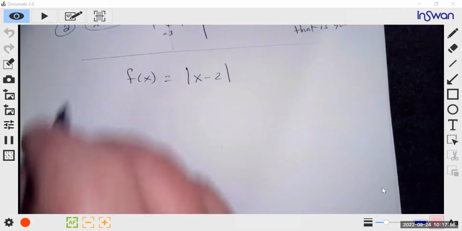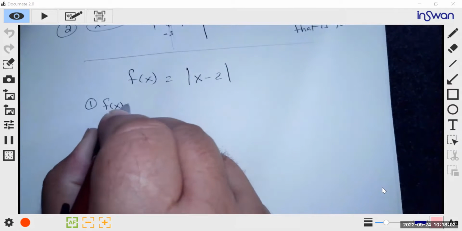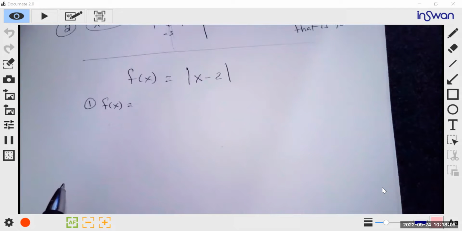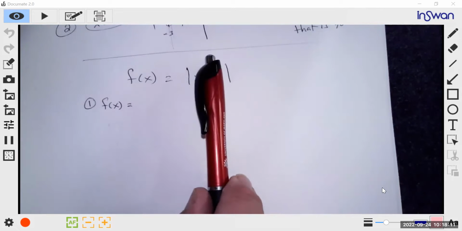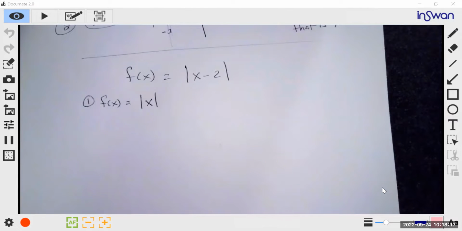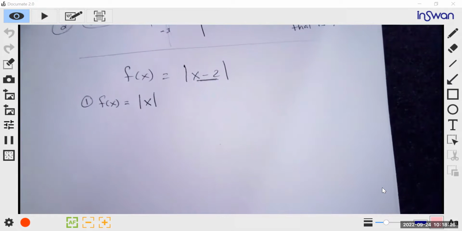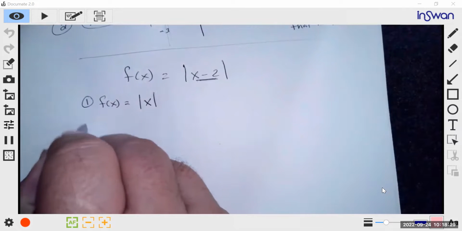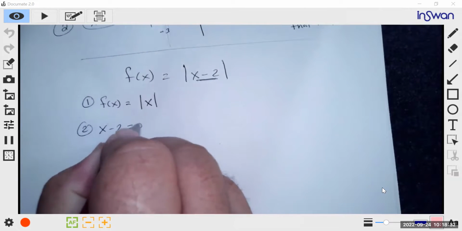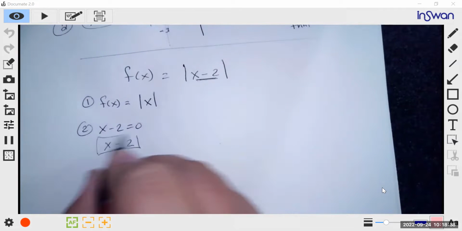So what's the function from the library? If you get rid of the number, what do you have left? Absolute value? The absolute value of x, right? Yes. The function is the absolute value. So now here, x is being changed. So that means it's a horizontal shift. Set inside the operation equal to 0 and solve for x. This is your horizontal shift.